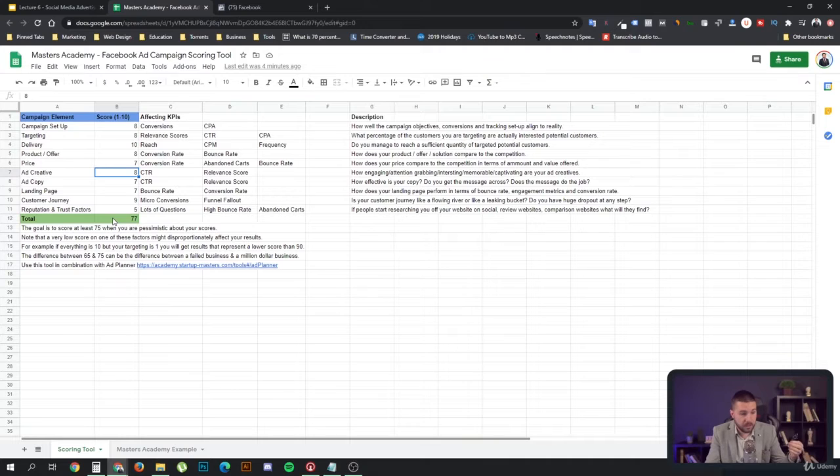So do that check and see, once you have created your Facebook ad, do the check, ask yourself, score yourself on each of these parameters, and see what you are doing. And remember the rules, right? You need to score at least 75 for your campaign to be quite successful. And note that a very low score on one of these might disproportionately affect your results, right? So even if you have a 90, but one of these things here is 1, and it's very low, it could impact the others significantly, so they won't be as good.